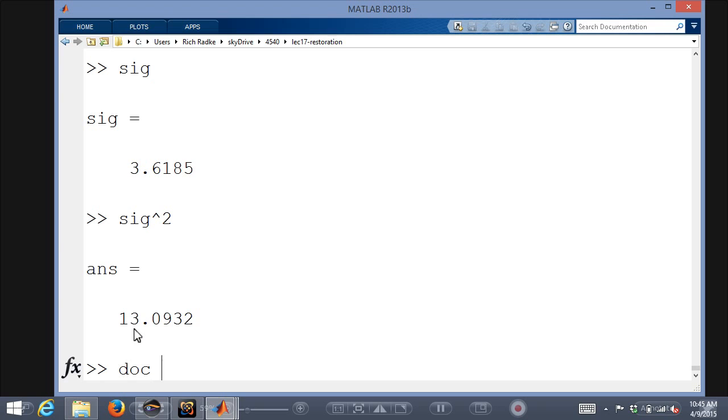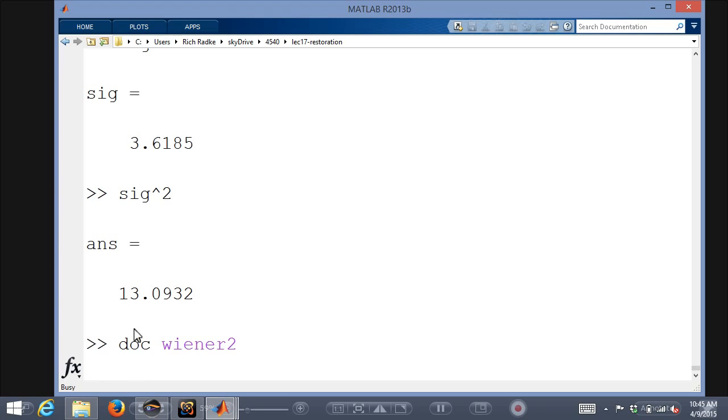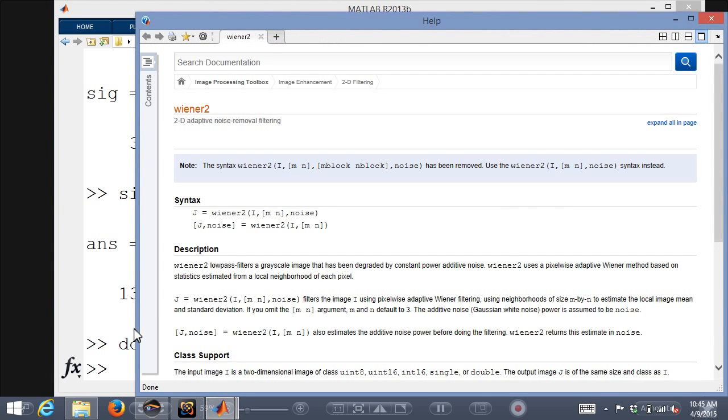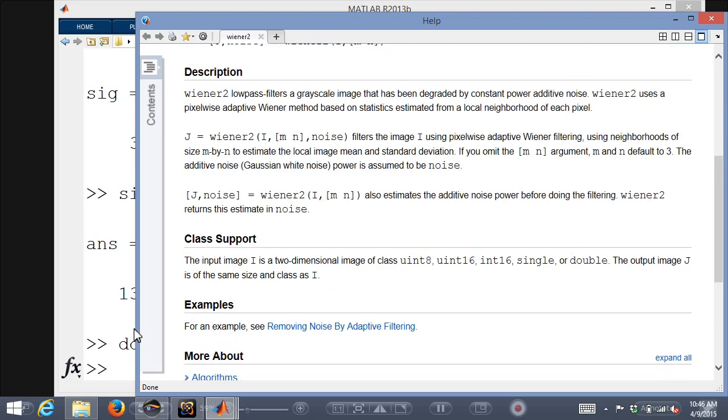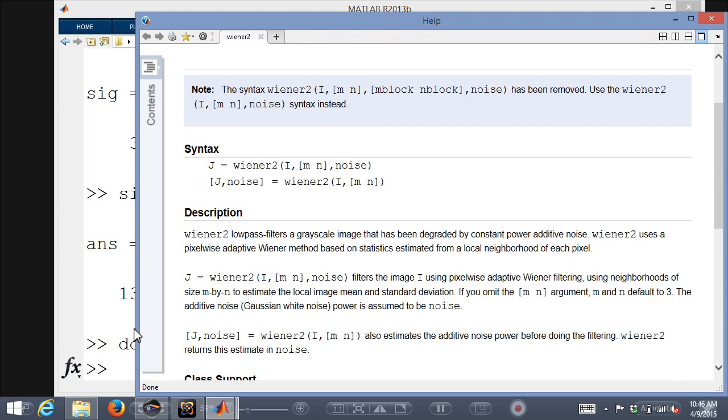Luckily MATLAB has a built-in function for this called wiener2. This is exactly the algorithm I just told you about, where I supply a noisy image, I supply a block size, which defines my neighborhoods, and I pass in the noise, which is the estimate of globally how much noise has been added to the image. If I don't supply that noise, wiener2 does its best to estimate it.